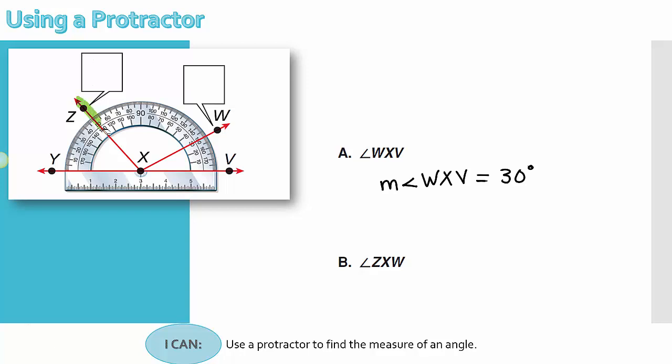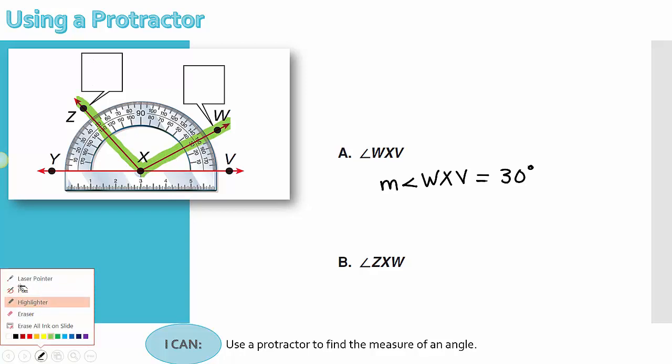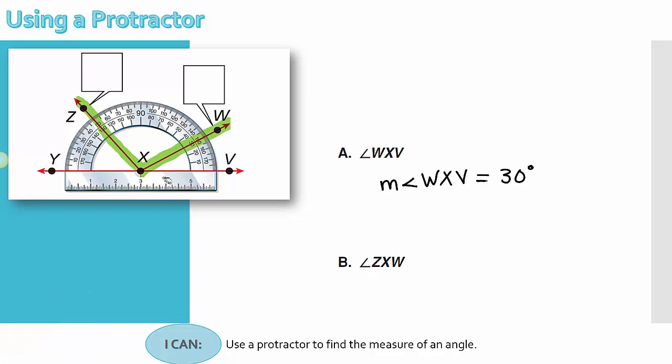Okay, here we go. Angle ZXW. So now that's the angle that we're looking for. So if we want to find the measure of that angle, we seem to be in a little bit of trouble because none of the sides line up with 0.